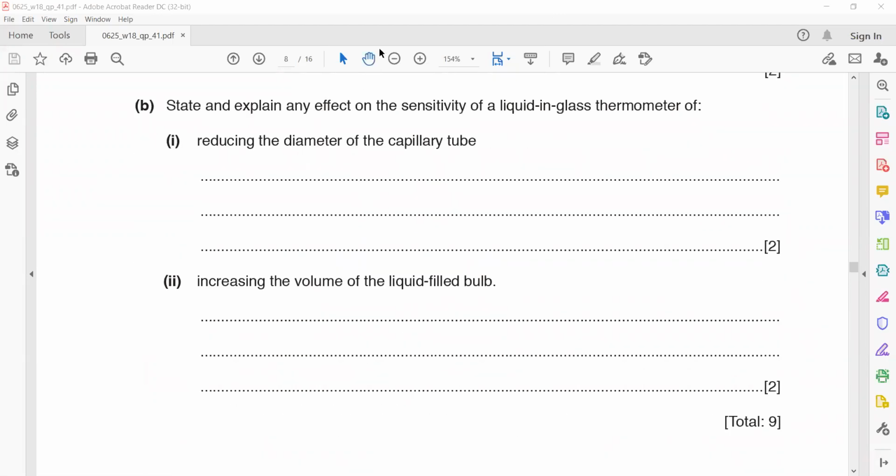State and explain any effect on the sensitivity of a liquid in a glass thermometer of reducing the diameter of the capillary. If you use a thinner capillary, will it affect the sensitivity? So yes, it will affect, it will make it more sensitive.